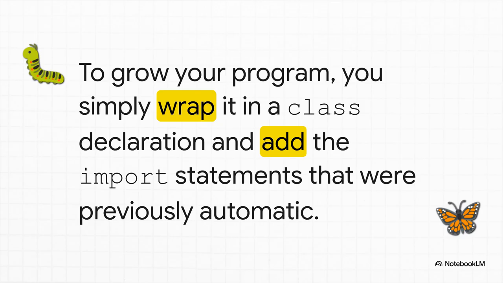Okay, so now your little script needs to grow up. It needs to become part of a larger system. What do you do? It's actually super simple. You just do exactly what the compiler was doing for you behind the scenes. You wrap your code in a proper class declaration, and you add the import statements that were previously automatic.